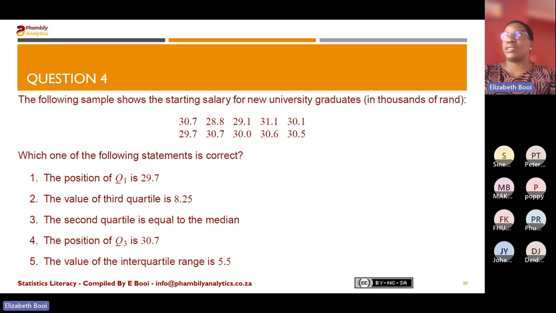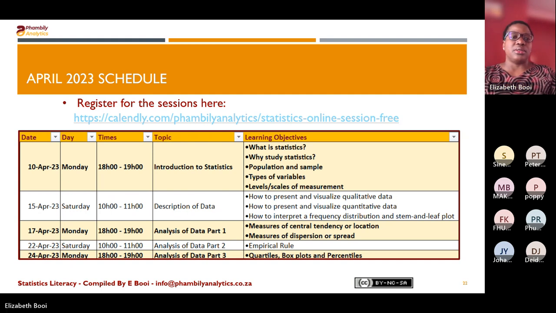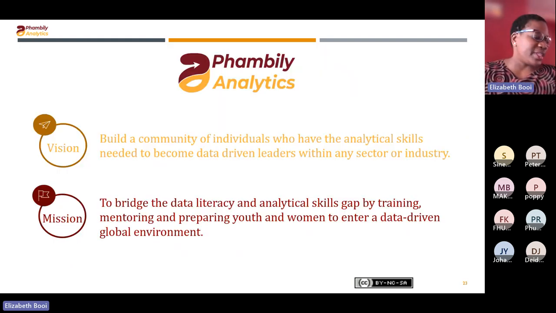I do have additional activities. There is one. You can take a screenshot. And there is another one. You can also take a screenshot. Remember, when you do these activities on your own, if you are struggling, we have a WhatsApp group. You can always go there and ask questions for assistance. Use the group to help you study.